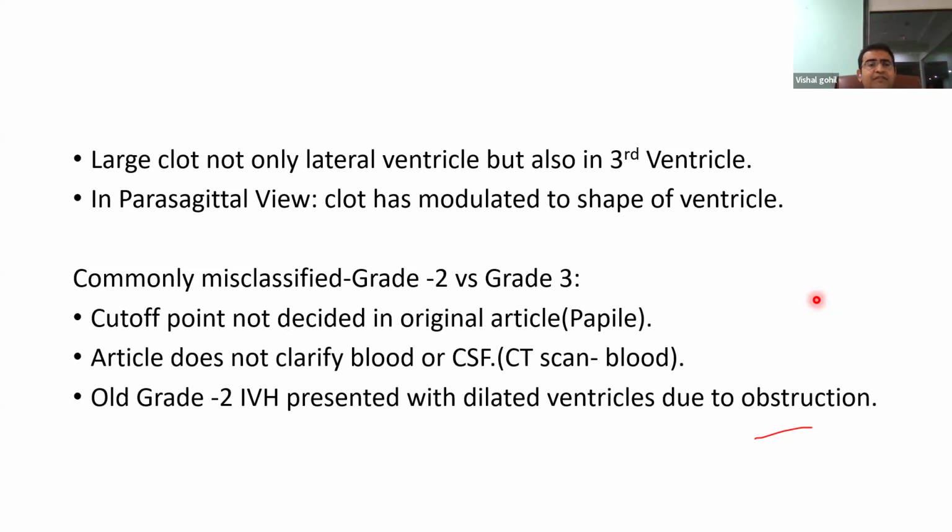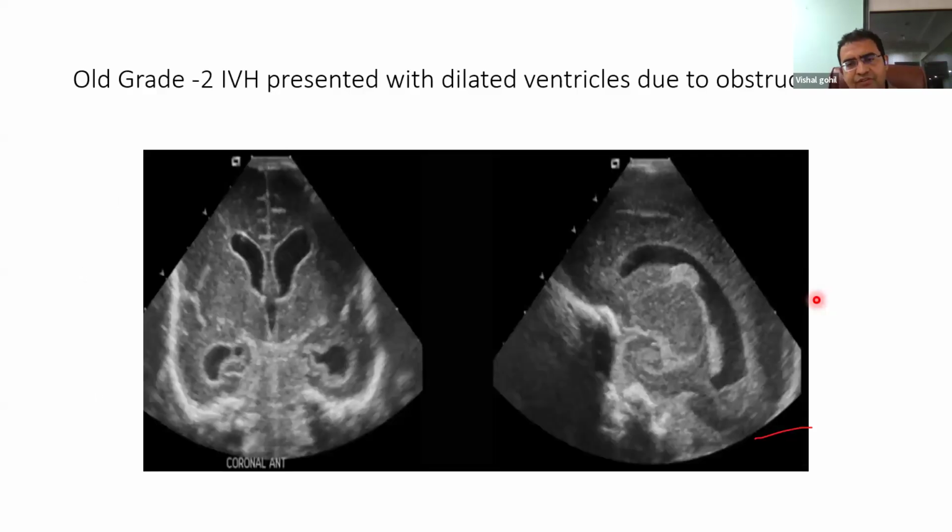And the last most important thing which we might face in our daily routine: an old grade 2 IVH presents with dilated ventricles due to obstruction. Most commonly, the radiologist doing a head ultrasound always labels it as an IVH plus ventricular dilatation. So we do the counseling according to grade 3 IVH, which has a poor outcome. But we haven't known what the initial bleeding was. So make sure that your ventricular dilatation is by the blood, not by the CSF.